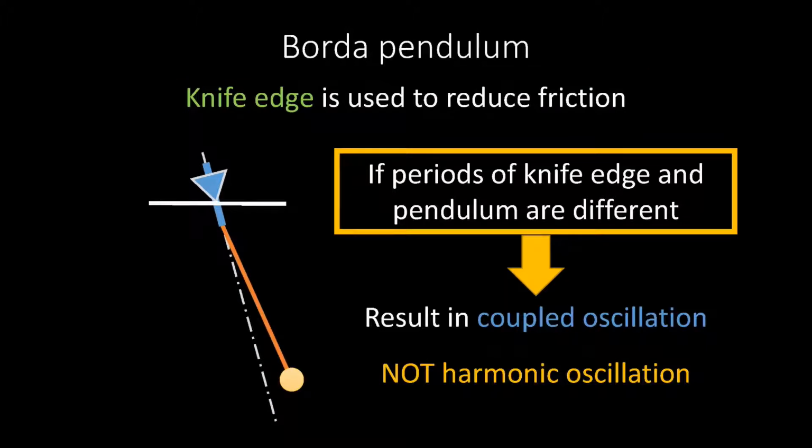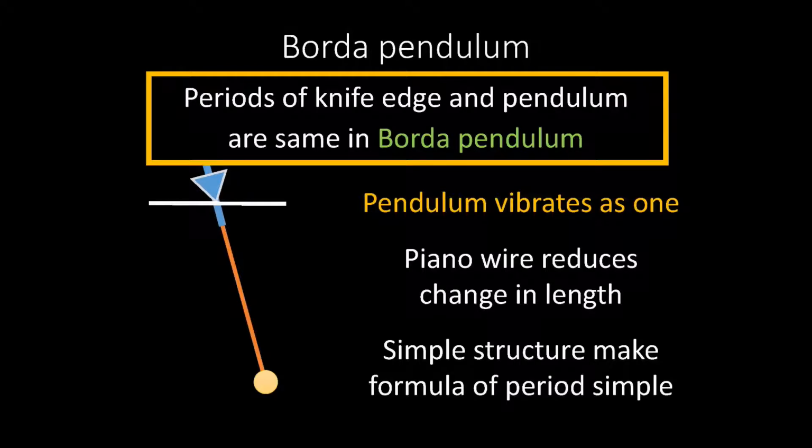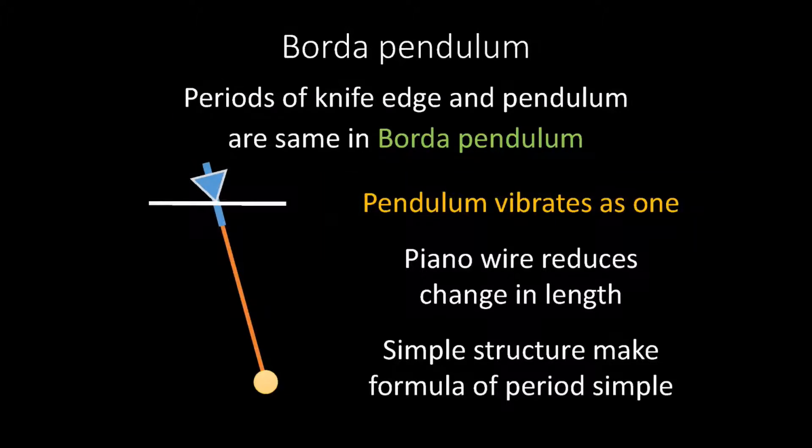However, if the oscillation period of the knife edge is different from the period of the whole pendulum, it becomes a coupled oscillator and does not vibrate monotonously. A Borda pendulum is one in which the period of the knife edge and the period of the entire pendulum are the same. Then, the whole pendulum vibrates as one. If the knife edge and the weight are connected with piano wire, the change in length is also reduced.